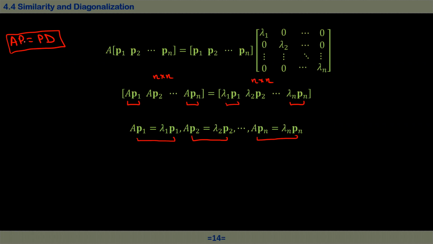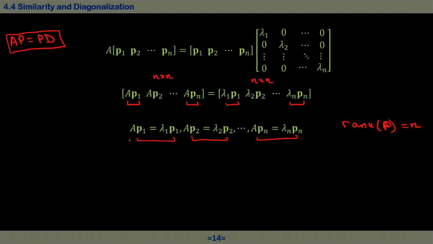we have a condition here. P must be invertible. P must be invertible means that the rank of P is equal to n. It means that it has n linearly independent columns. Actually, the columns of P are this P1, P2, and Pn.